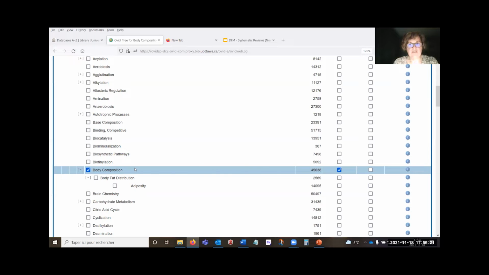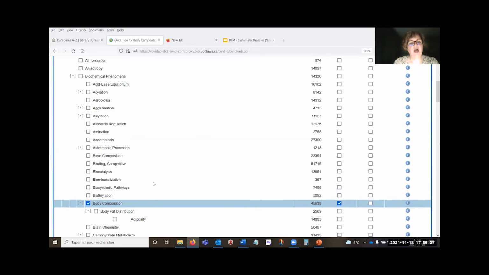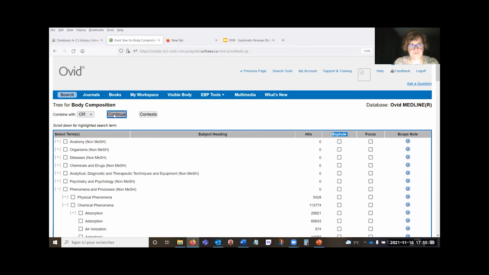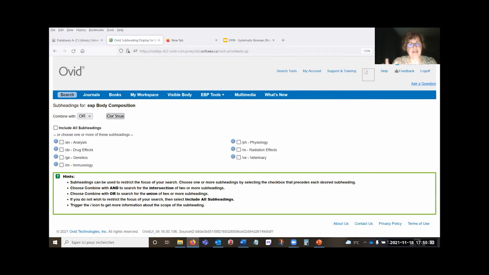Okay, so once I've done my selection, like here, I select my term and I explode it to include the other ones. I go back at the top and I click continue. The next screen here is what they call subheading, or qualifier, that you can add to the search to make it more specific. It could be used, and sometimes it's very pertinent and exactly works for your project. But I would say often I tend to not do subheading for systematic review, to just keep things a bit more general.